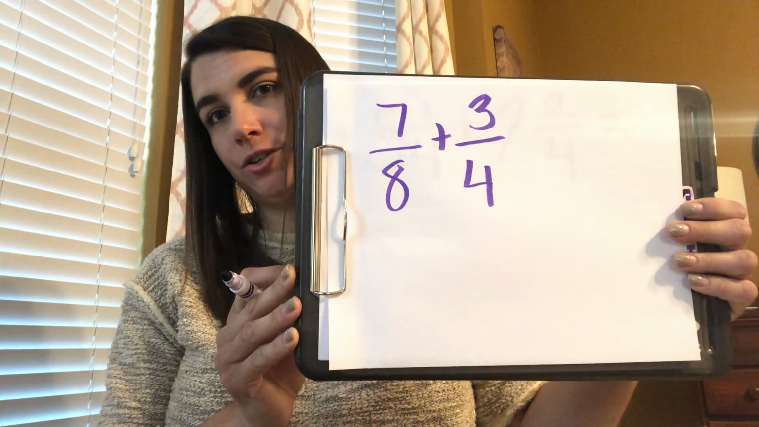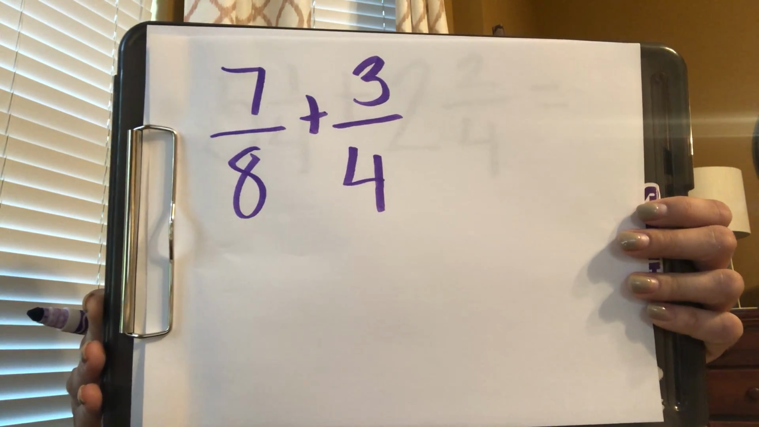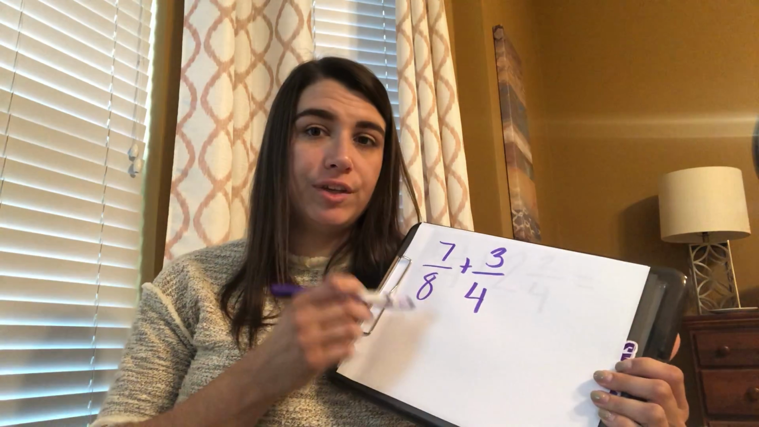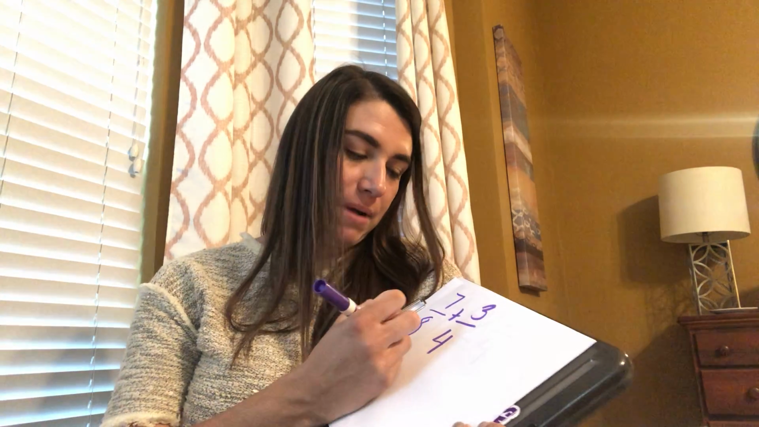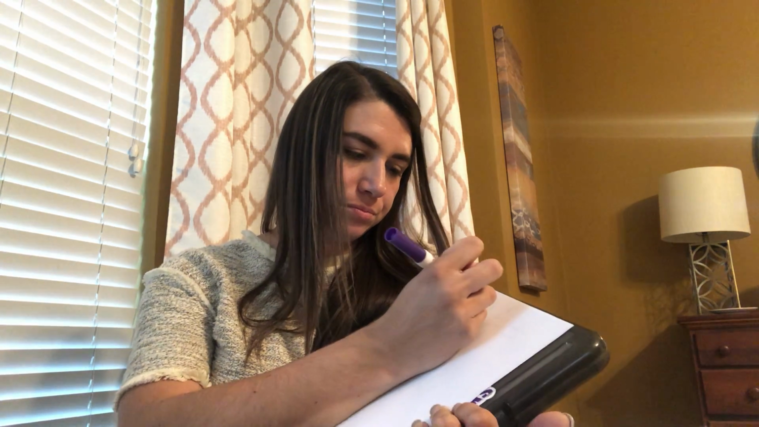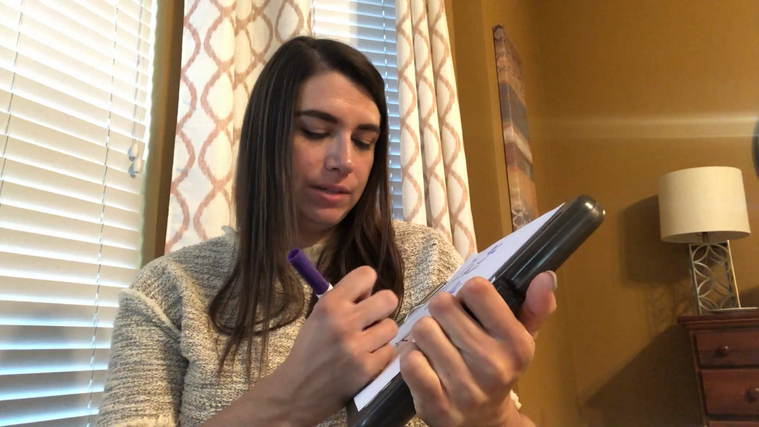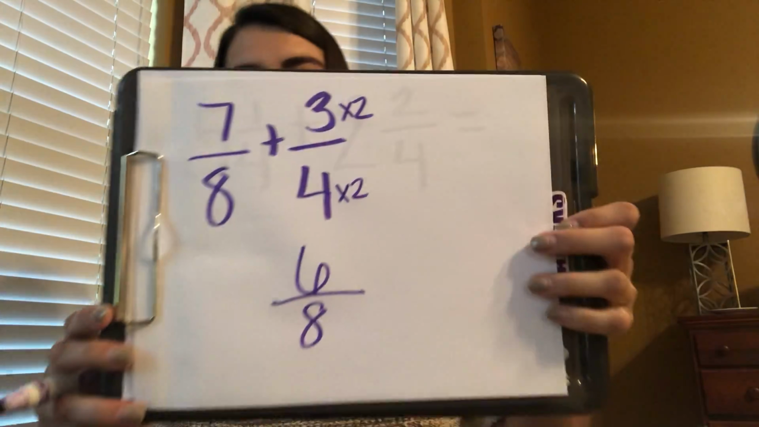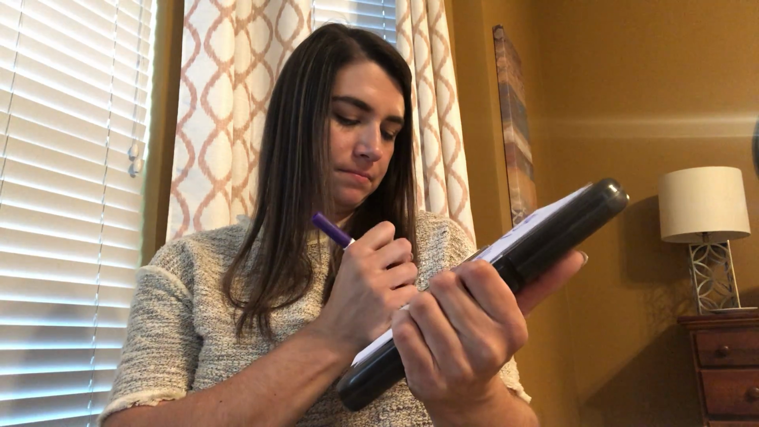So right now you should be pausing your screen and writing this down. All right, so for this one, again, I'm going to change the 4ths into 8ths. So I'm going to multiply the top and the bottom by 2. So 3 times 2 is 6, and 4 times 2 is 8. So 6/8, and I'm going to add that to 7/8.